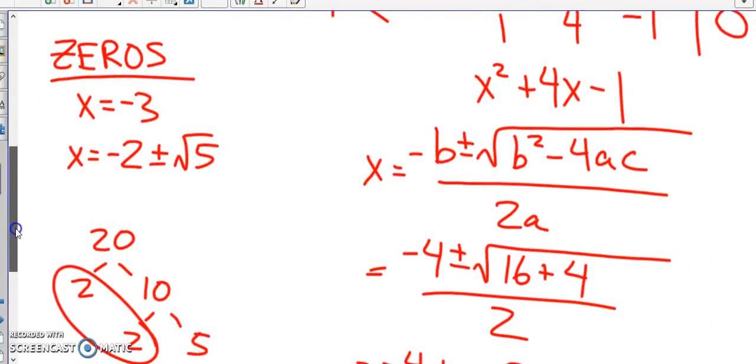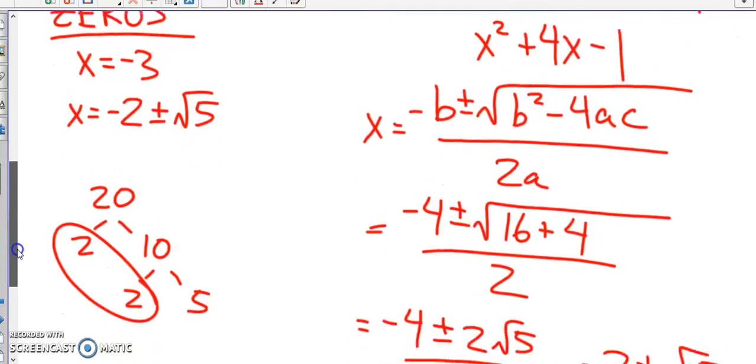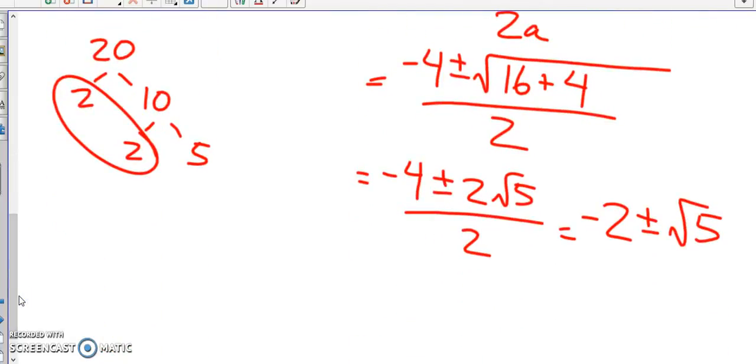Now, say what? How did you get from negative 4 plus or minus that to just negative 2 plus or minus 5? So I reduced everything by 2. So I divided that by 2, I divided that by 2.